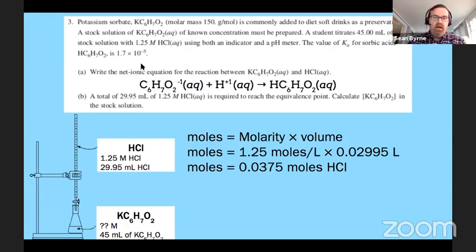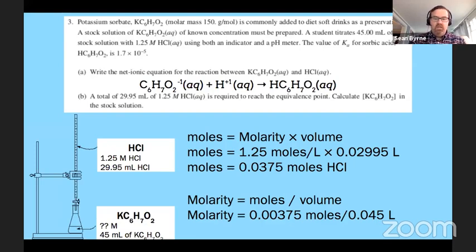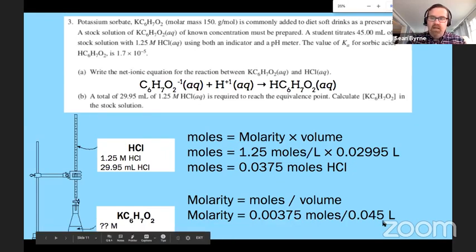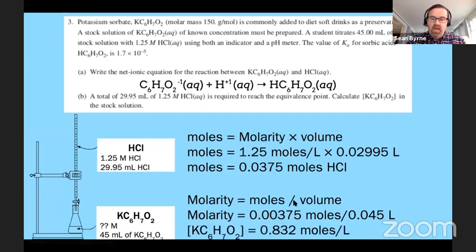And because in our net ionic equation, which is balanced, our moles of protons are equal to the moles of sorbate, they're in a 1-to-1 ratio, we can assume that our moles of sorbate is equal to moles of HCl. And then we just can plug those into our molarity equation. Molarity is equal to moles over volume. And we're going to bring this number down. We've converted our milliliters into liters again, and we should get to a concentration that is 0.832 moles per liter. Okay, and so that's our final answer for part B.